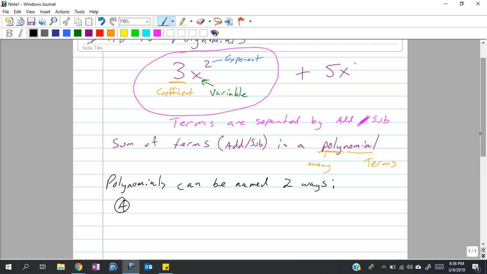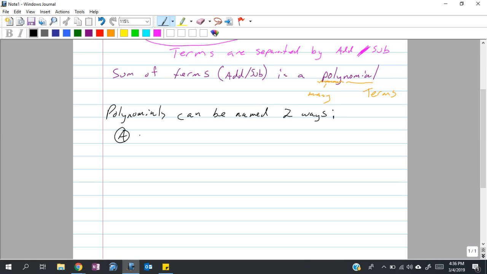The first one of the ways that we can name them is by the number of terms. So, for example, if we have a single term, that is called a monomial. Mono meaning one, like a monocle, or mono is solo. But an example of that might be like 3x to the fourth. That is a single term. Even though it's got a coefficient, a variable, and everything else, there's just one thing there.